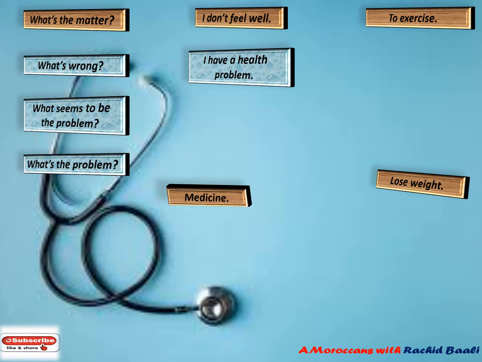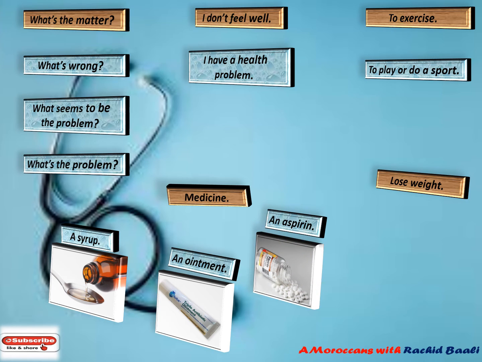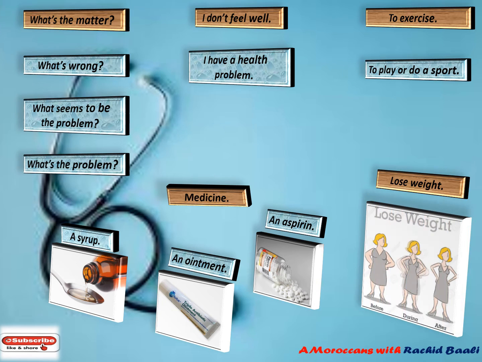Okay? Let's move to the third one, to exercise. To exercise, we know exercise as a noun, but to exercise is a verb and it simply means to play or do a sport. Okay? Well, let's move to medicine. Medicine. Well, we can have lots of categories of medicine. For example, syrup, ointment, or aspirin. Nice? Is it clear? Good. The last expression I'd like to explain is lose weight. Lose weight. And here is a picture showing us the process of losing weight. Clear? Okay, let's move to the next slide then.